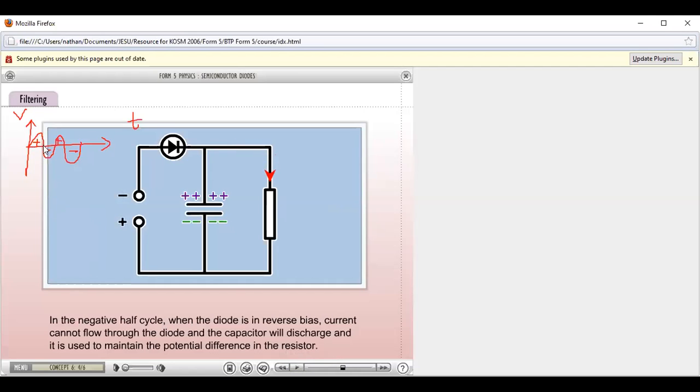This is alternating current. The terminal will change by itself. Then that means the current from the power supply cannot flow to the resistor already. Why? Because reverse bias. Because a diode only allows current to flow in one direction.